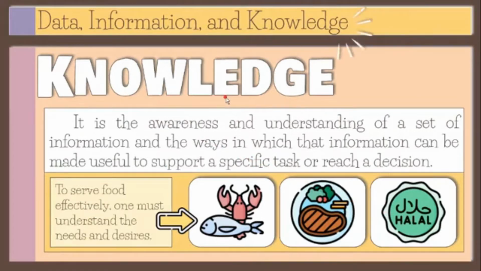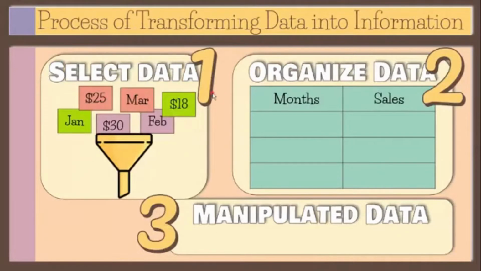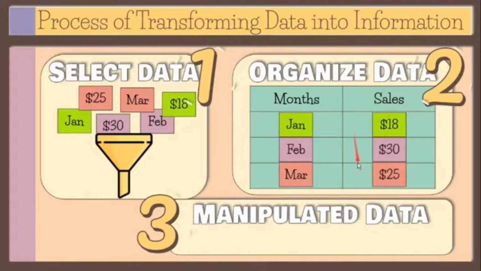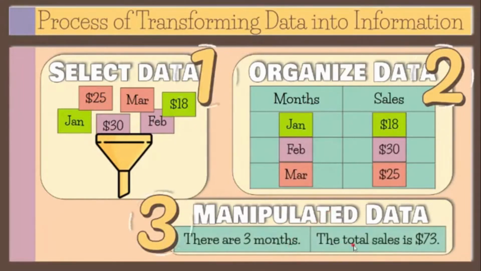We organize or process data mentally or manually, and sometimes we use a computer. The process of transforming data into information starts by selecting data, then organizing it, and finally manipulating the data. The quality of a decision is based on the quality of the information used to reach that decision. Here are the characteristics that determine the quality of information.